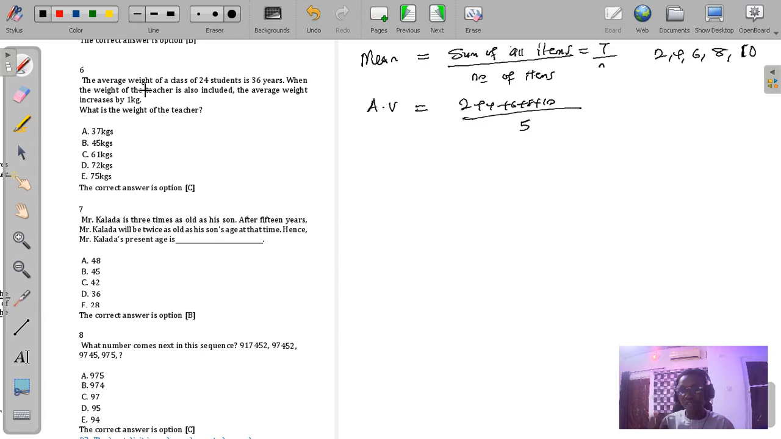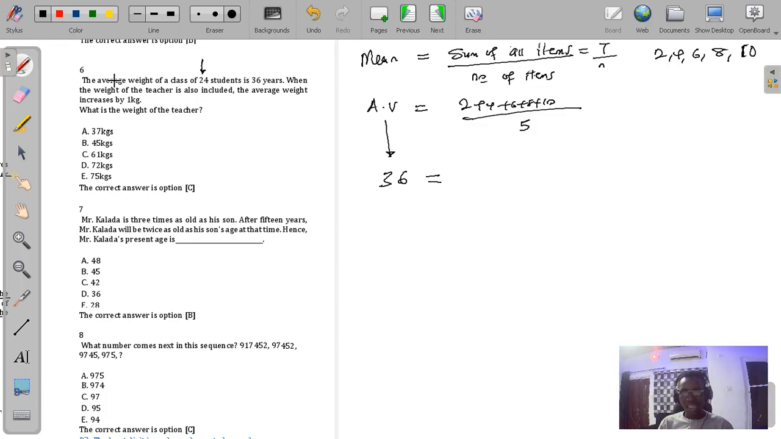The average weight of a class is 36. So that means this average here is 36 equals to. When the weight of the teacher is also included, okay, sorry, I've not interpreted it completely. No, this thing is missing.